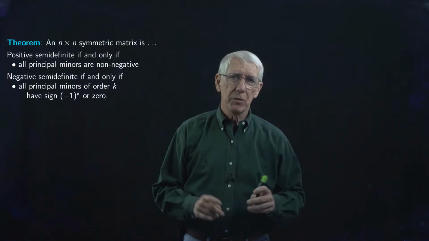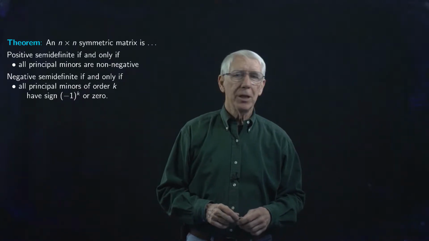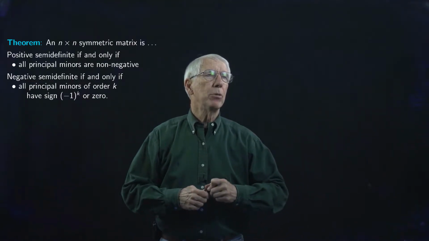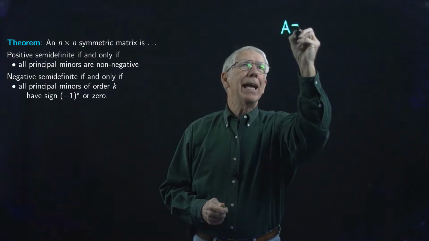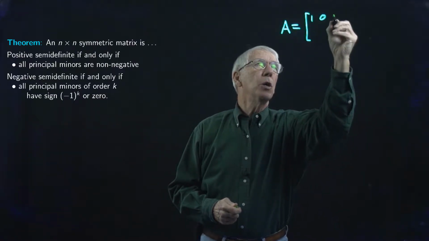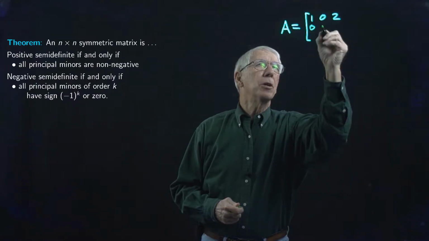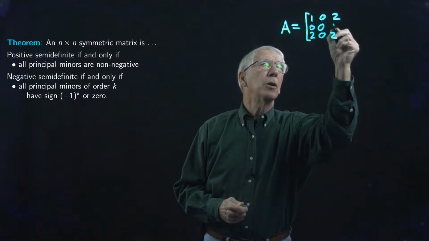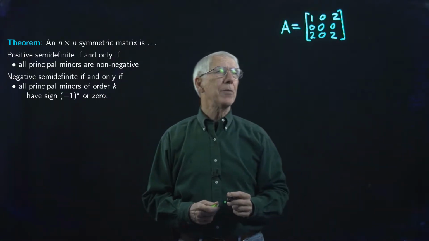Okay, now we've got a little space, and we're going to conclude, finally, this quadratic forms lecture with a little example. So let's have our example be 3 by 3. And so let's say A is the matrix 1, 0, 2. Let's have this be 0, 0, 2, 2, 0, 0. Okay, so mostly zeros. Okay, so that's our 3 by 3 matrix.